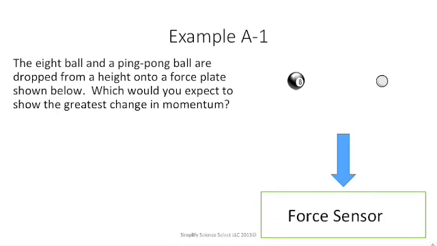So in the first example it says the 8-ball and a ping pong ball are dropped from a height onto a force plate shown below. Which one do you expect to show the greatest change in momentum? Now this is a conceptual question, but you could always back it up with math.